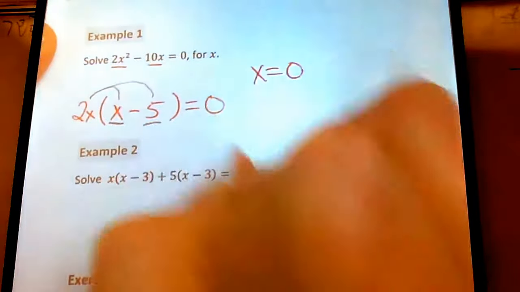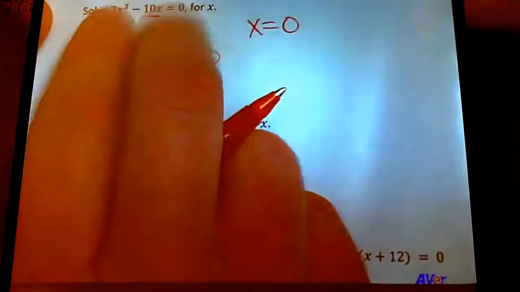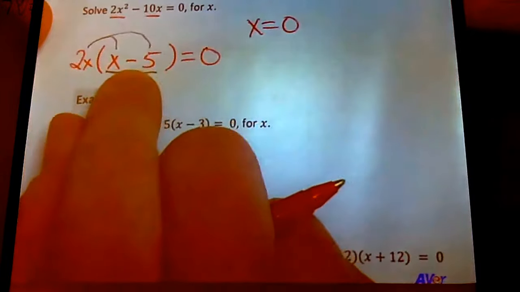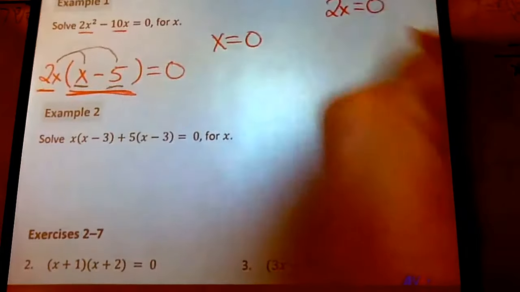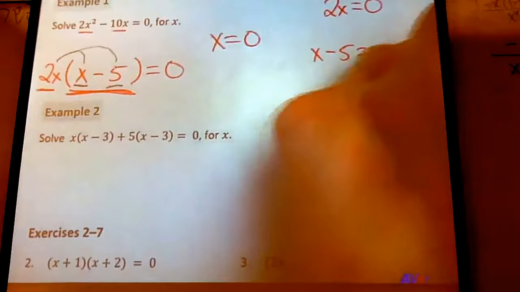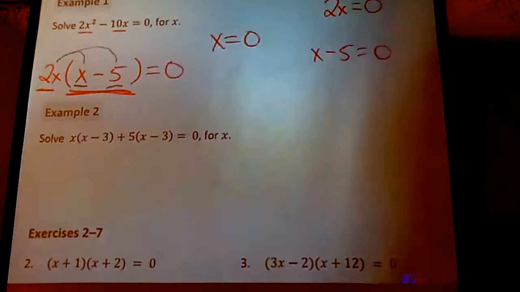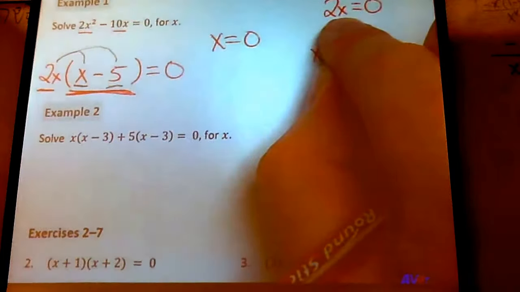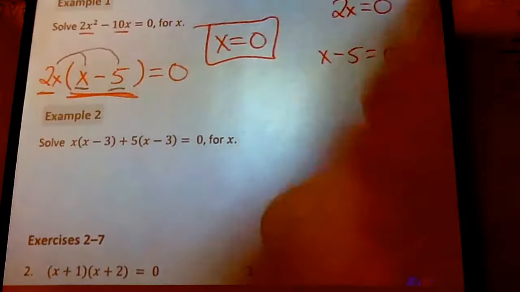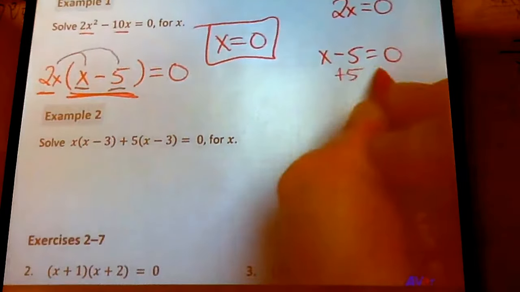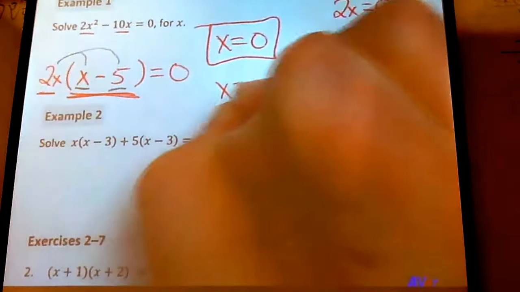So if that were equal to 0, the way you solve these then, you pull out what they have in common, you write down in the parentheses what they have left. Now, to set it equal to 0, all you have to do is put each one of these equal to 0. So you go 2x equals 0, and you go x minus 5 equals 0. If you solve that one, what do you get? 0. We already had that answer. Yeah. Solve that one, add 5. Oh, so it'd be 5. x equals 5. There's the other answer.